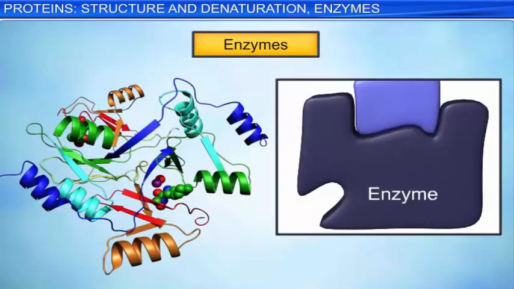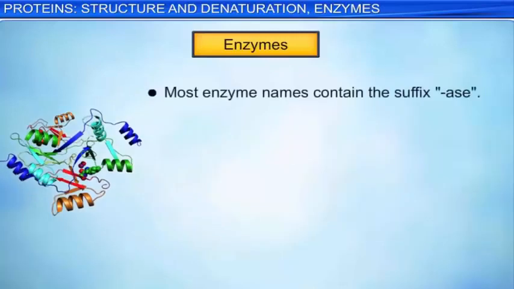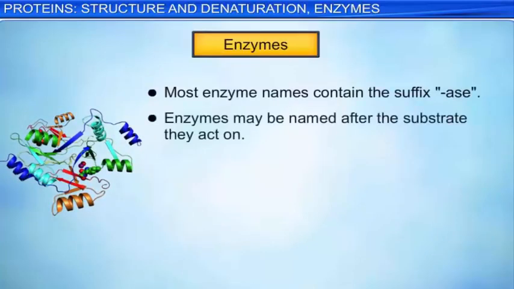Most enzyme names contain the suffix ase. Enzymes may be named after the substrate they act on. For example, the enzyme maltase catalyzes the hydrolysis of maltose to form 2 molecules of glucose.